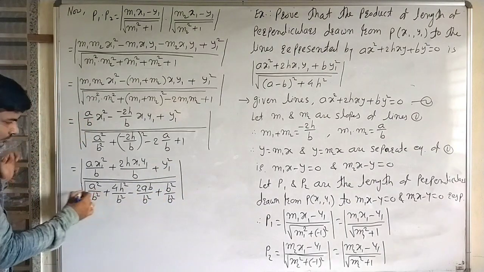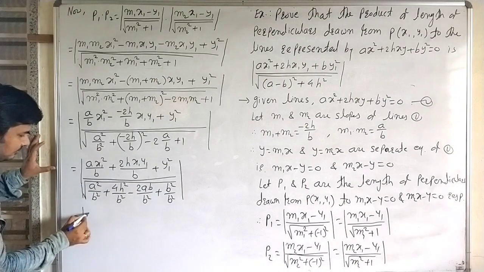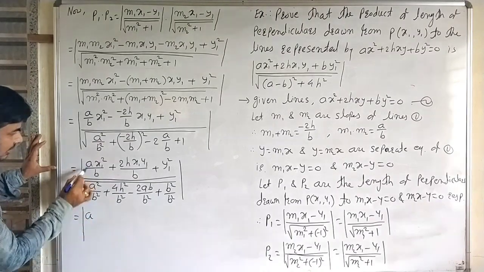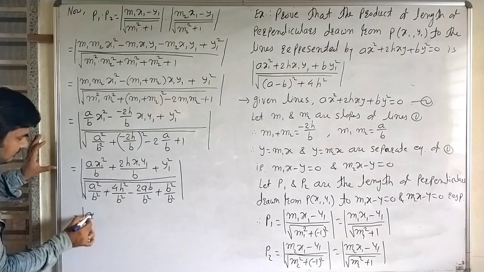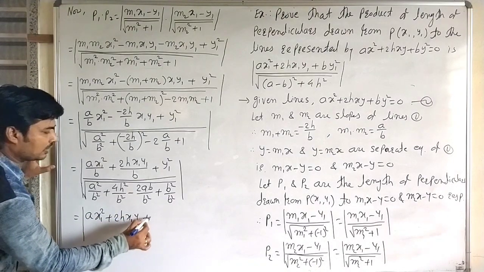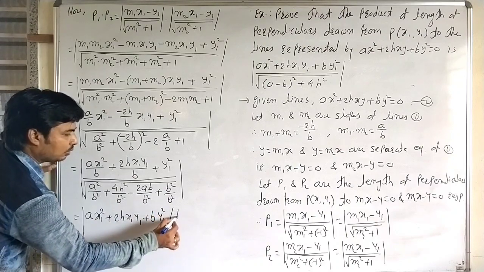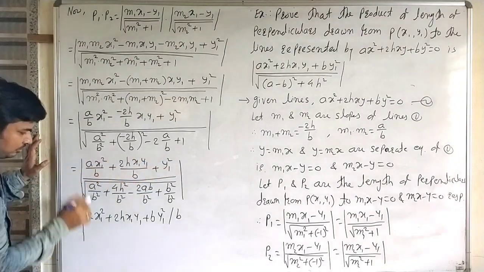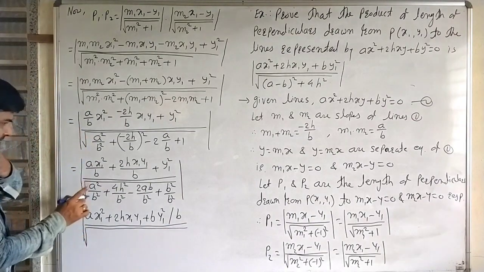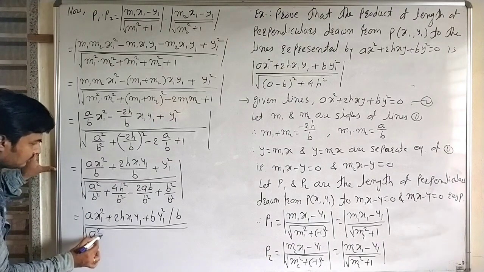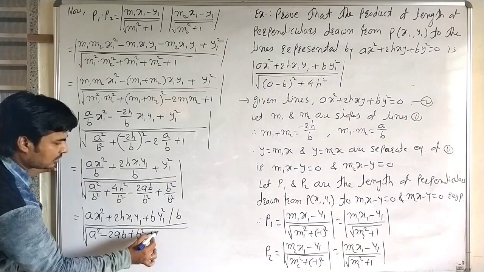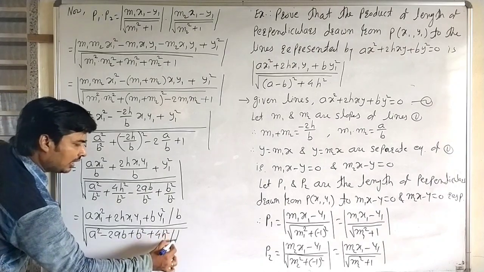Okay. Then now we can write, it is a x1 square plus 2h x1 y1 plus b y1 square upon b, whole to the upon, throughout here b into y square and throughout upon b, upon again here under root of, now here it is a square minus 2ab plus b square plus 4h square, and upon in under root b square.